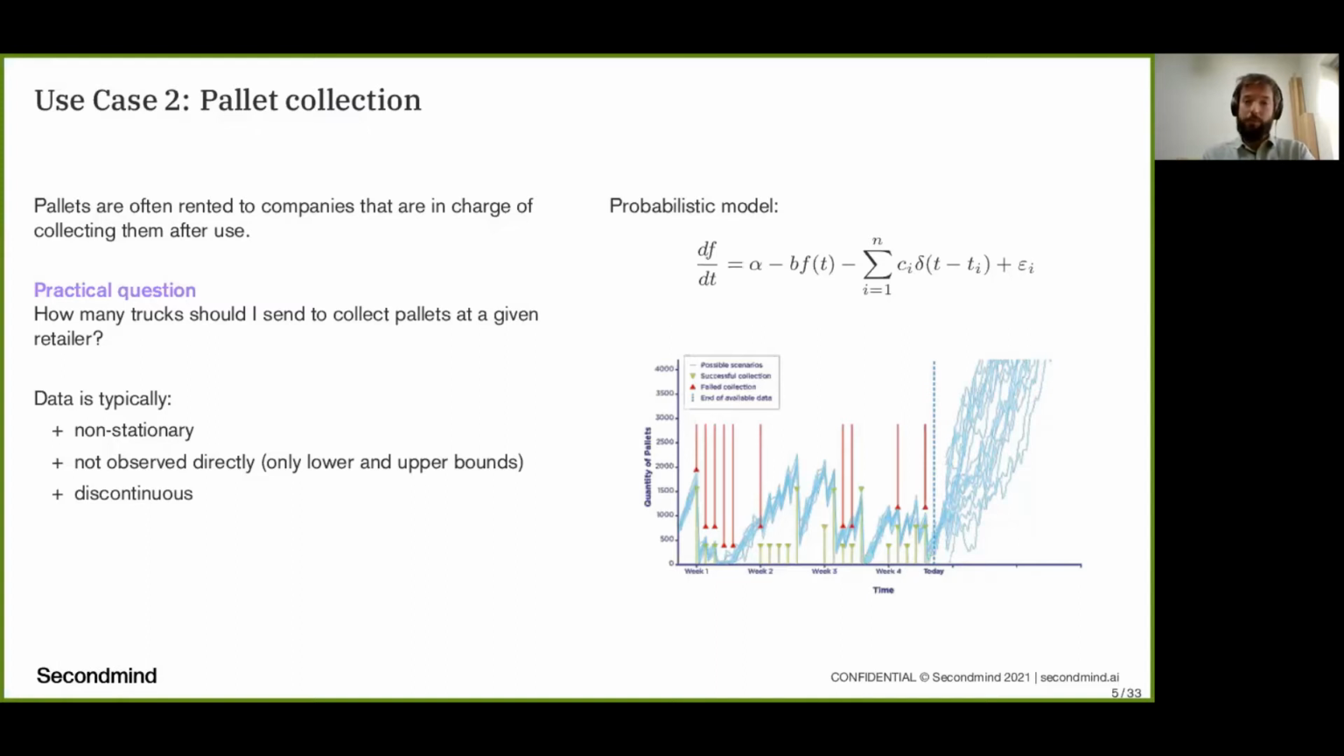And just given these bounds and the knowledge we have from our model that is given by the stochastic differential equation, we can make some predictions in the future about the number of pallets. And interestingly, we also have a measure of the uncertainty. So we can know the risk we are taking if we send one more truck or one less truck.